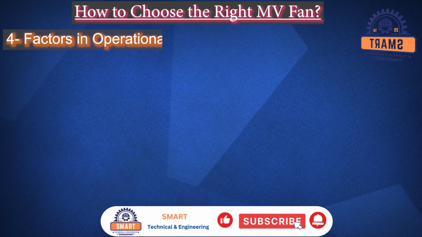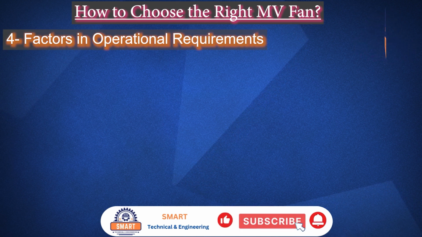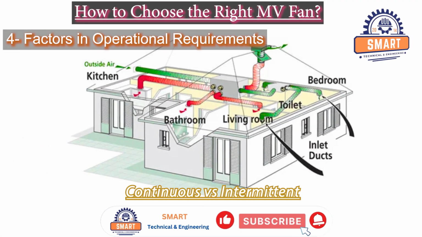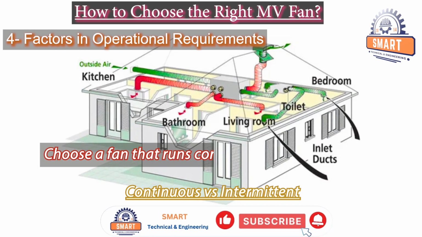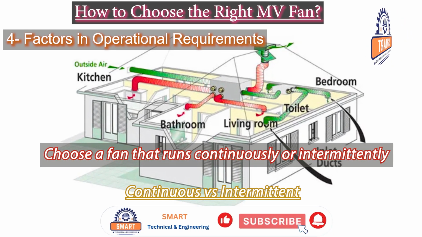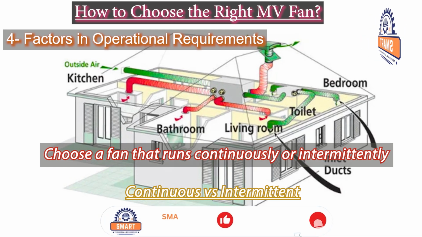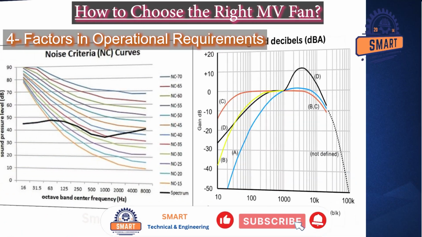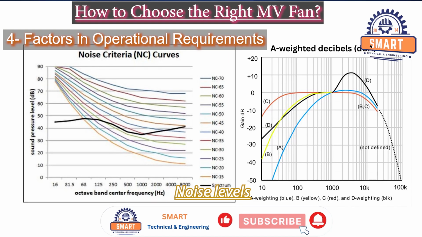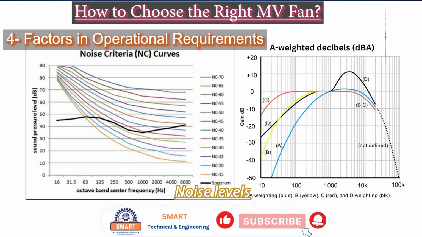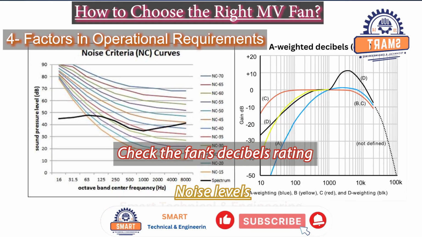Step 4. Factor in operational requirements. Continuous versus intermittent operation. Choose between a fan that runs continuously at a low rate for constant air exchange or an intermittent fan that boosts during high humidity and then turns off. Noise levels. Noise is a big factor, especially in homes and offices. Check the fan's decibel rating.